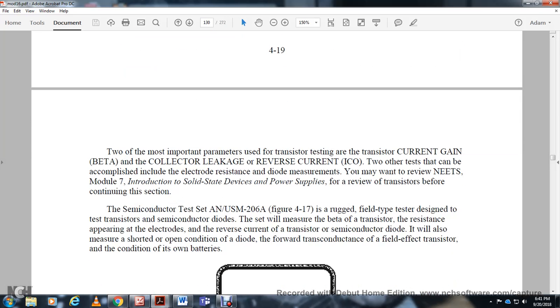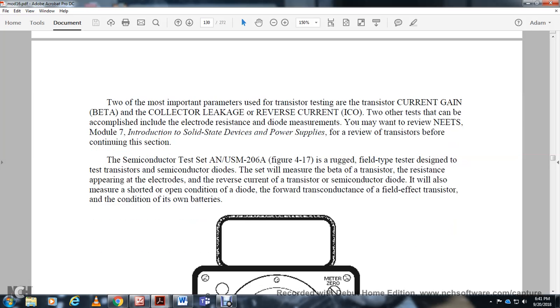Semiconductor test set AN/USM-206A is a rugged field type tester designed to test transistors and semiconductor diodes. It measures the beta of a transistor and its resistance, and applies reverse current to the electrodes of the transistor or semiconductor diode. It also measures the short or open condition of the diode, the forward transconductance of the field effect transistor, and the condition of its own batteries.